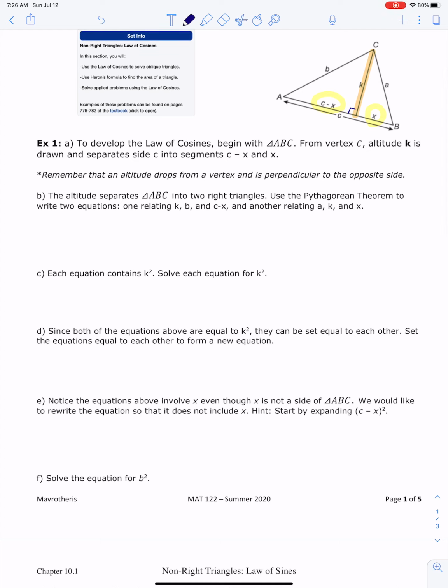Okay, so part A says draw altitude K, separate side C into segments C minus X and X, and we have those in there. B asks us to recognize that altitude separates our original triangle into two right triangles. So we're going to use the Pythagorean theorem here, which we can use anytime we have the sides of a right triangle. We want one that relates K, B, and C minus X. So let's see, that is this triangle over here.